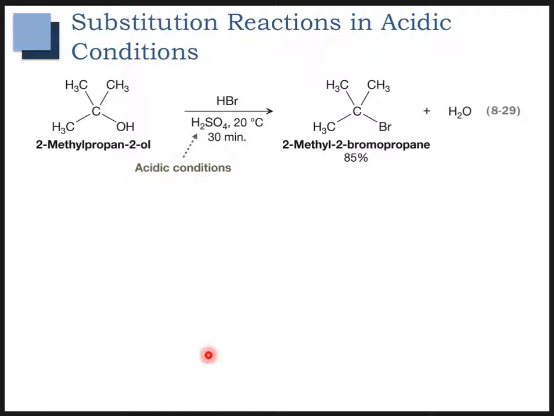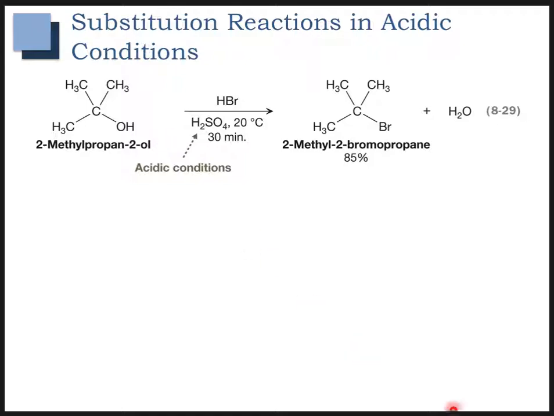So in this example, we're going to look at an acidic example. So we're using sulfuric acid, very strong acid, and we're also using HBr, another strong acid. In this case, our starting material is going to be an alcohol. Now, alcohol by itself is not a good leaving group, but in acidic conditions, it can become protonated and fall off as water, which is a good leaving group.